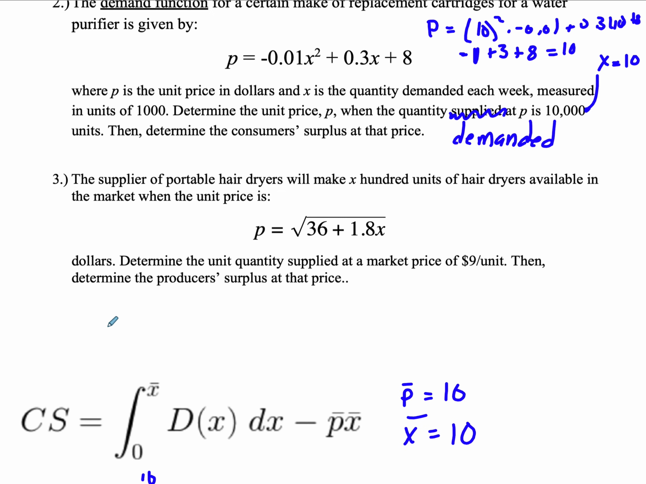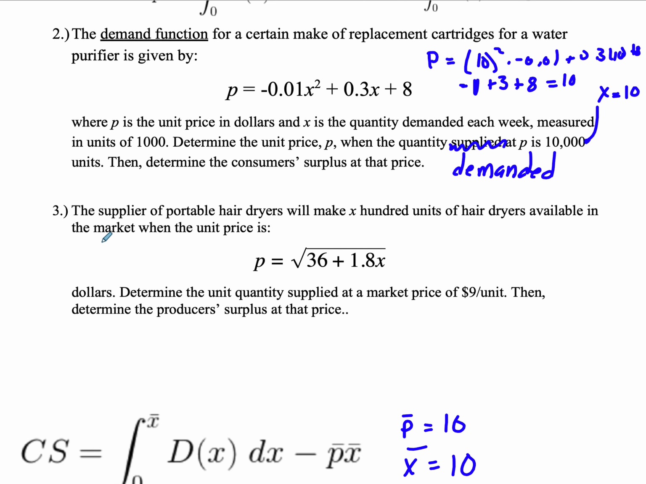For problem 2, the supplier of portable hair dryers will make X hundred units of hair dryers available in the market when the unit price is this. Determine the unit quantity supplied at a market price of $9 and then determine the producer surplus at that price. So this is a different situation. Now, instead of giving you X, I'm giving you P. I'm saying P bar is 9. So what's the corresponding X bar? We do need to figure that out.